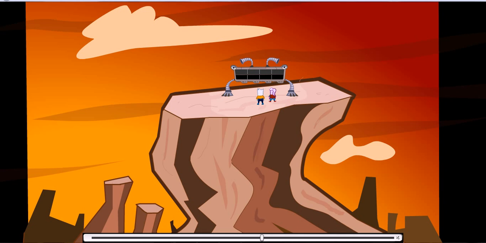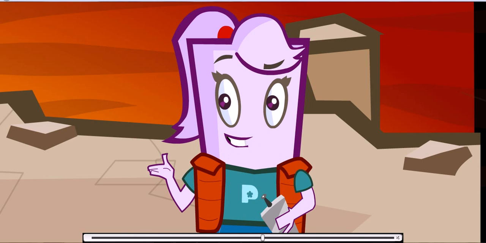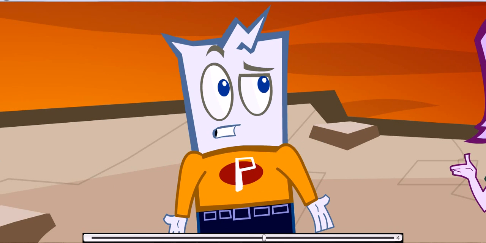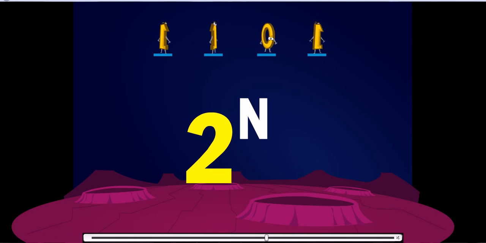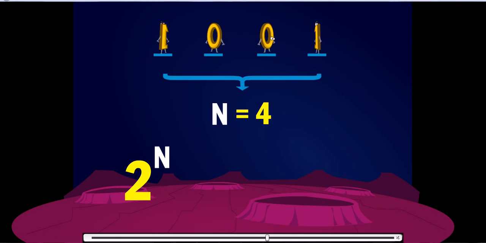And if you borrowed 3 bits? 8, of course, and 16 if you borrow 4 bits. How'd you do that so fast? That's easy. To find out how many combinations of ones and zeros you can have, just take 2 to the nth power, where n is the number of bits you have.